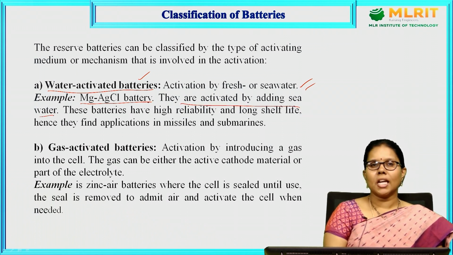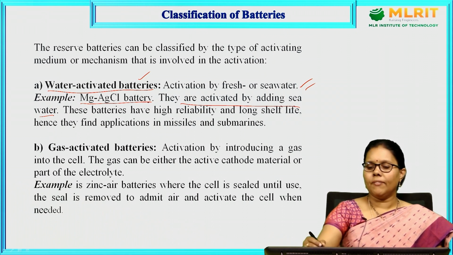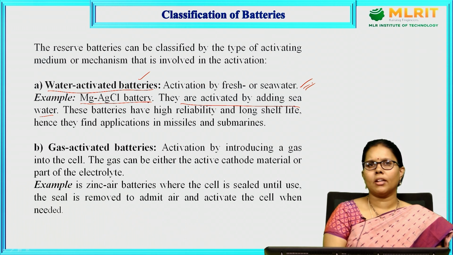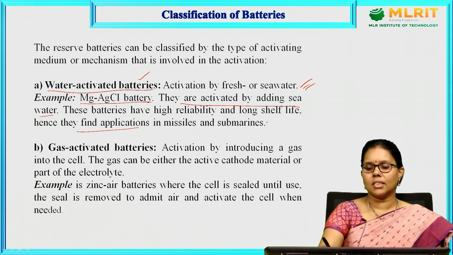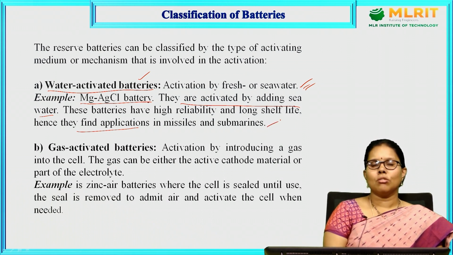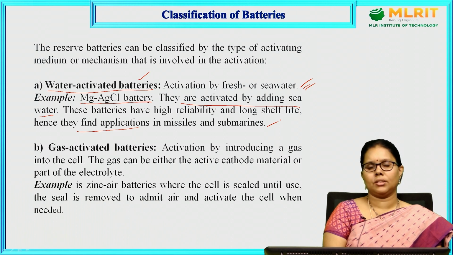These batteries have high reliability and long shelf life. If we add the sea water, then only it is activated. Unless sea water is added, it has a long shelf life. There are no unnecessary chemical reactions, no corrosion. Hence, these find applications in missiles and submarines. So, the magnesium silver chloride battery is used in missiles and submarines.